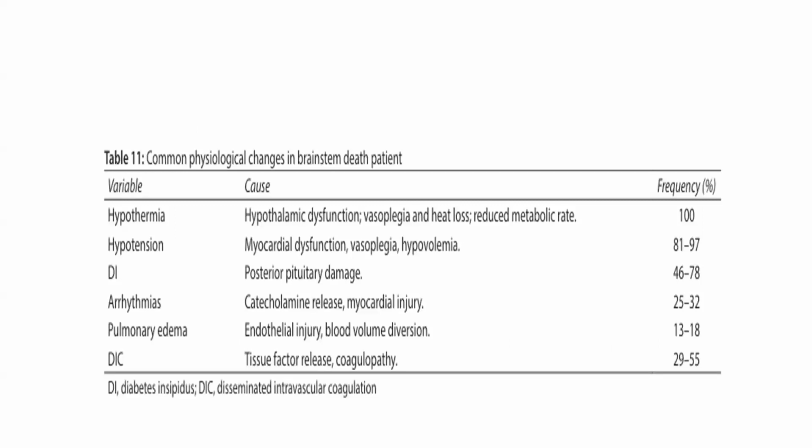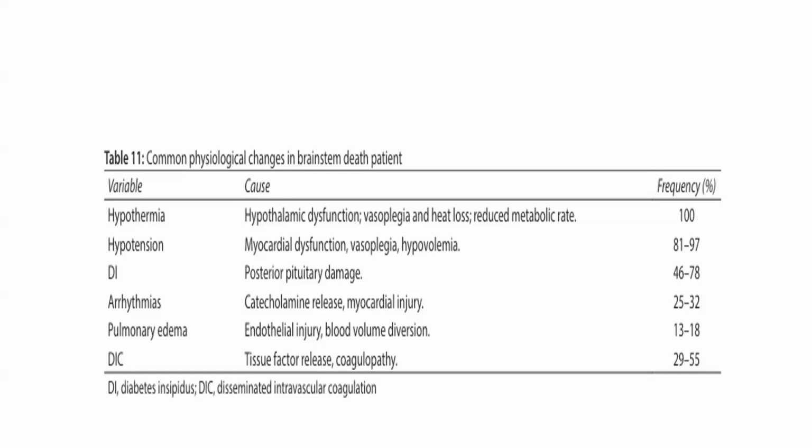So common physiological changes in the brainstem death patient, like hypothermia, occur in 100% of patients. It occurs because of hypothalamic dysfunction, vasoplegia, weight loss, and reduced metabolic rate. Then there will be hypotension. It occurs because of myocardial dysfunction, vasoplegia, and hypovolemia. It occurs in 81 to 97% of patients.